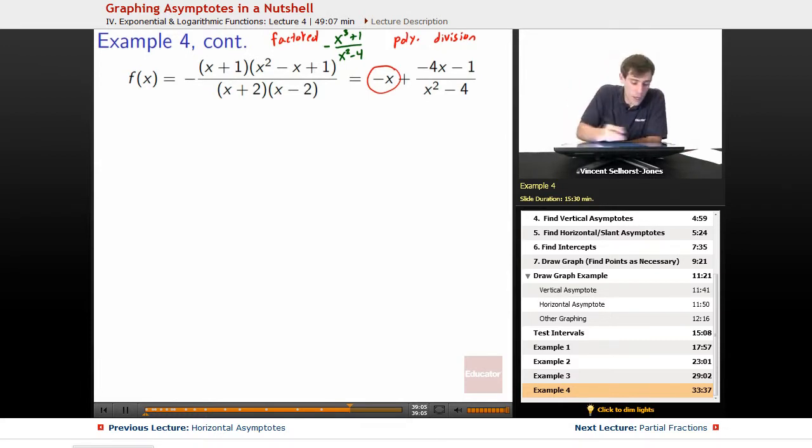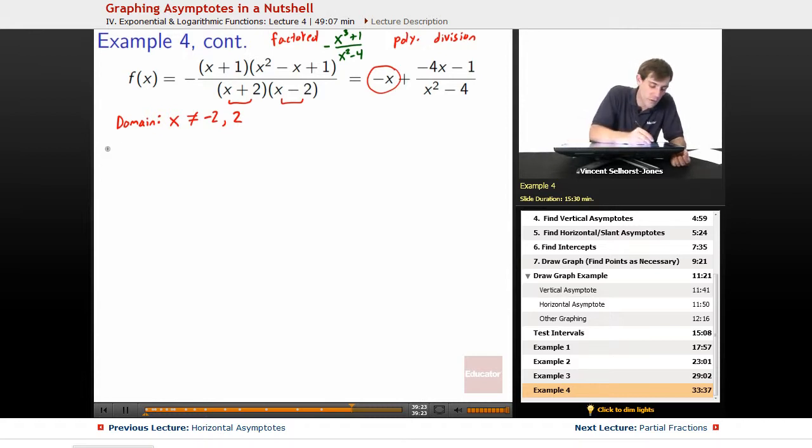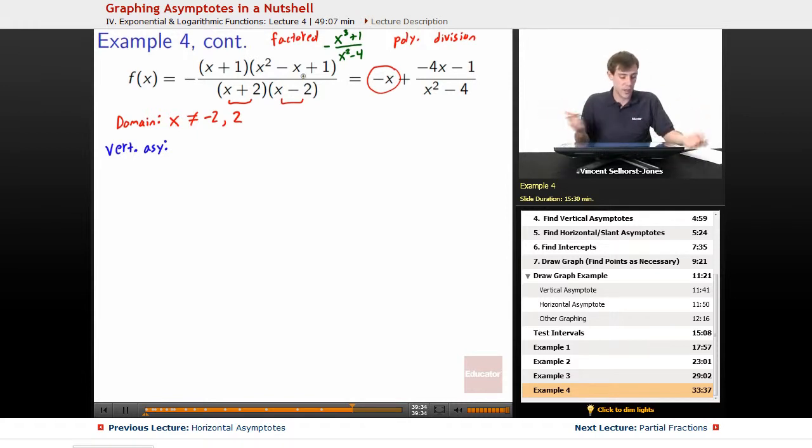Okay, so what's allowed in our domain? Our domain forbids when x plus 2 or x minus 2 becomes 0. So that's going to happen at negative 2 and positive 2. So x is not allowed to be negative 2. It's not allowed to be positive 2. Where are our vertical asymptotes? Notice that there's no common factors between the top and the bottom, right? We've got x plus 1 and x squared minus x plus 1 on the top, and x plus 2 and x minus 2. None of these things have anything in common. They're not the same factor exactly, so we can't cancel anything out. So we've got vertical asymptotes at where we're forbidden for our domain, negative 2 and positive 2.